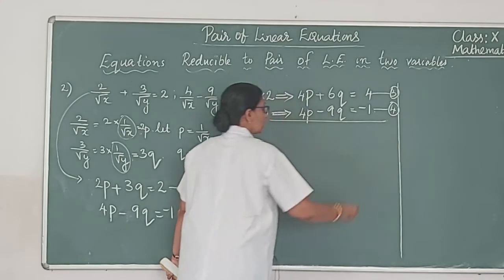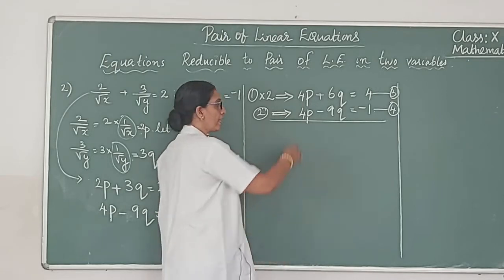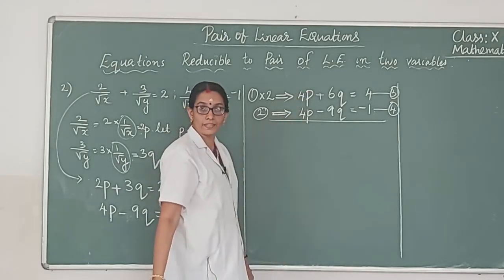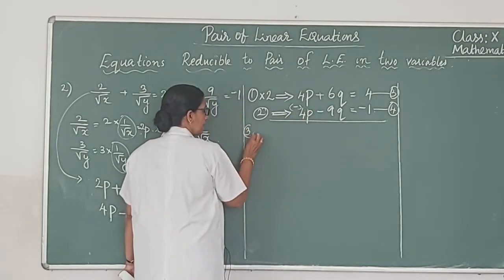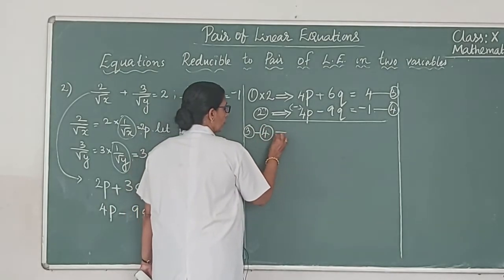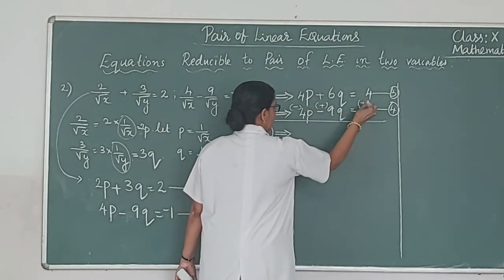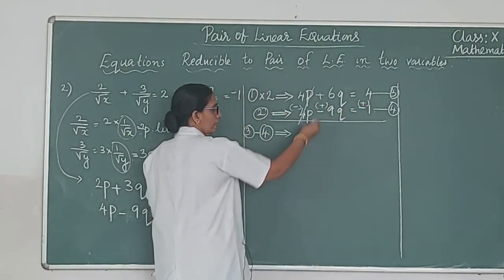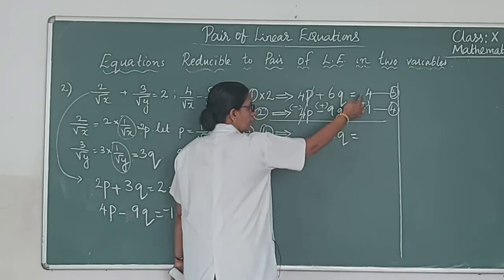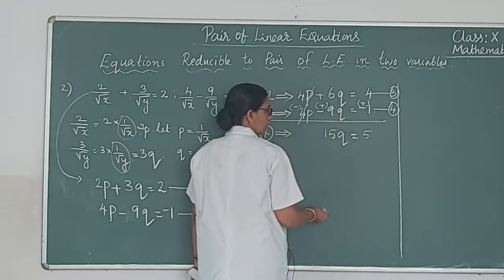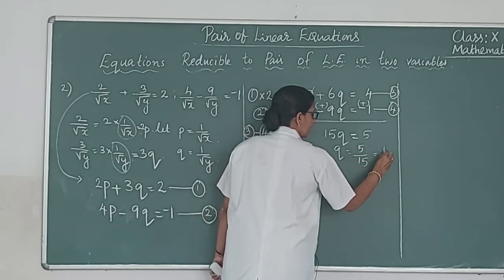Now what we have to do, addition or subtraction? Here same sign, isn't it? If we have same sign, we have to subtract to eliminate this term. So for subtraction we have to change the sign. We have to do the subtraction. Equation 3 minus equation 4 gives, we have to change the sign of each term here. So it is eliminated, and here 15q equal to, here 4 plus 1, 5. So q equal to 5 by 15. What is it? It is 1 by 3.